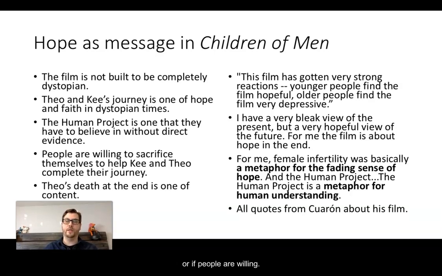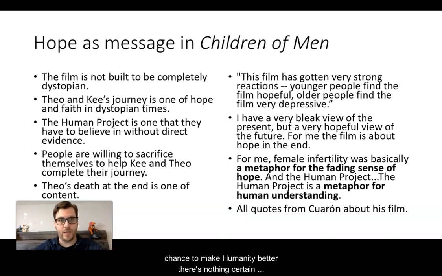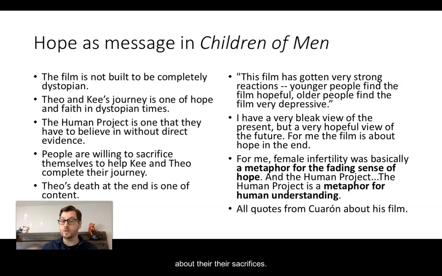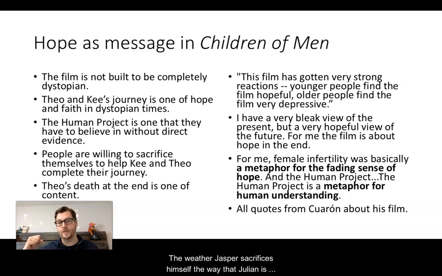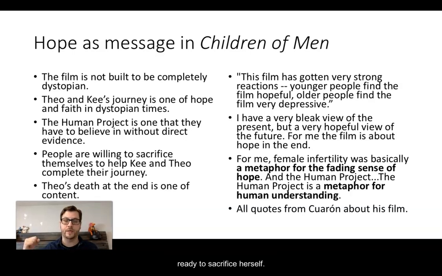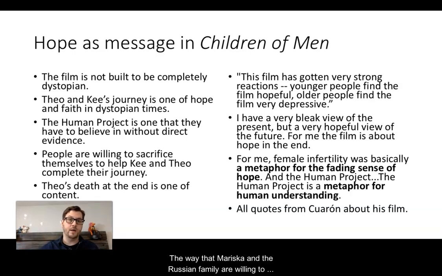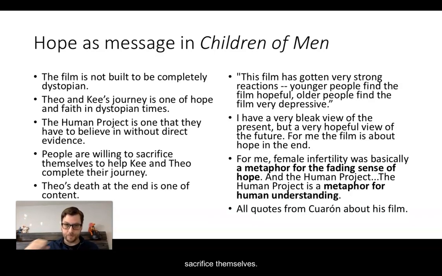People are willing to lay down their lives so that Key and Theo can have a chance to make humanity better. There's nothing certain about their sacrifices, the way that Jasper sacrifices himself, the way that Julian is ready to sacrifice herself, the way that Mariska and the Russian family are willing to sacrifice themselves. All of these are done with the hope that a better future can happen.